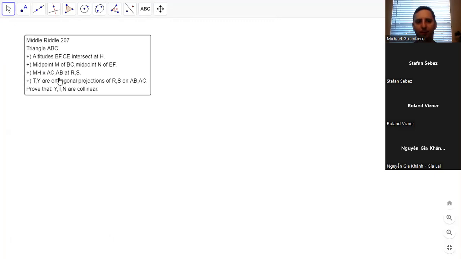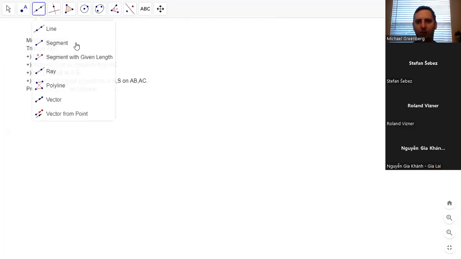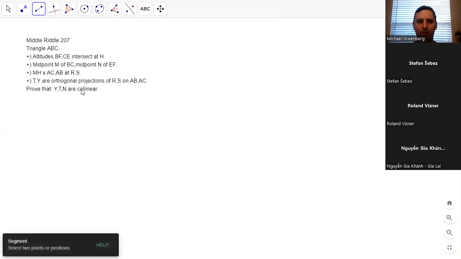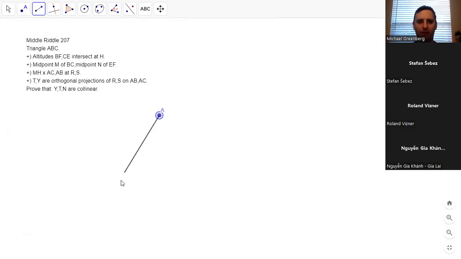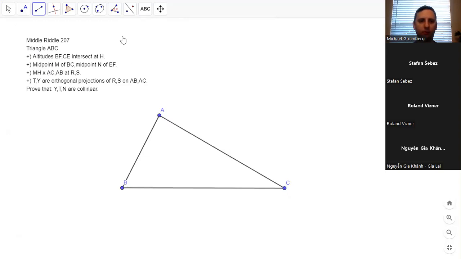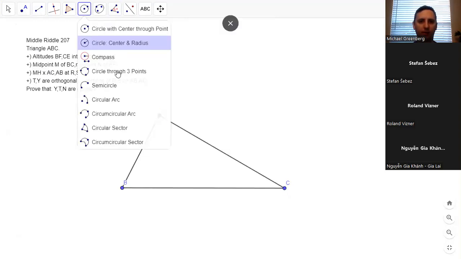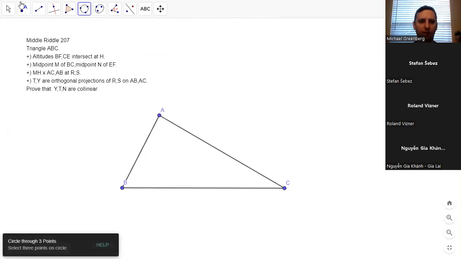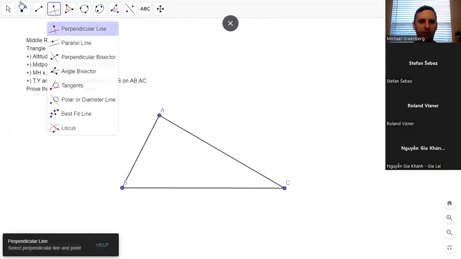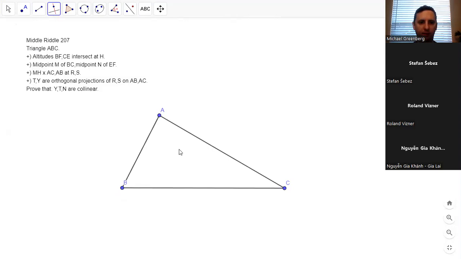All right, so this problem looked a little easier, so I decided we could start with this. So we have triangle ABC. So I chose 2 riddles and a couple middle riddles. We have altitudes BF and CE intersect at the orthocenter. So that's H.